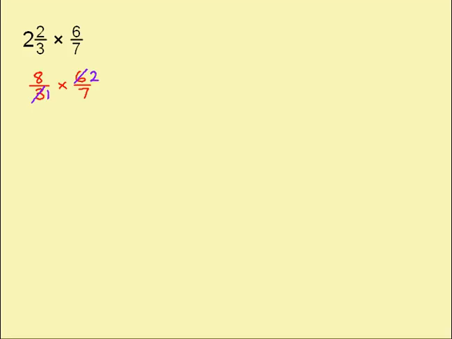Multiplying now gives me 8 times 2, which is 16, and 1 times 7, which is 7. This is the answer as a top-heavy fraction. You can change it to a mixed number if you want to. 7 goes into 16 twice with a remainder of 2, and this goes back over the 7. So the answer for this question is either 16 over 7 or 2 2/7.